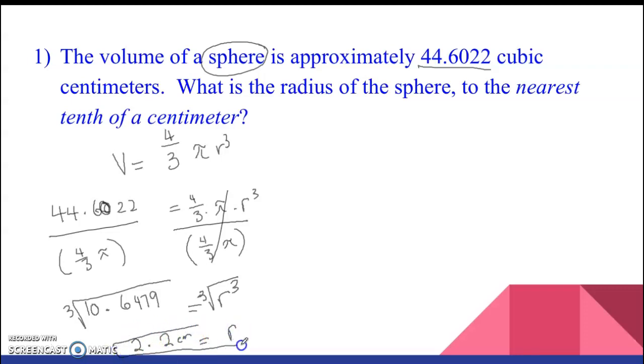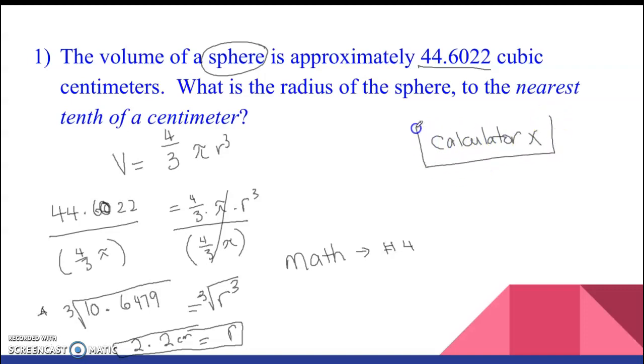Now to do this part right here where I put the star, you go to math, and you go to option number 4. Again, please go ahead and download the calculator for your iPhone. It's called Calculator X, and it has all the functionalities of the one that we were using in the classroom. So when you do choice 4, you will just enter 10.6479, and you will get that answer.